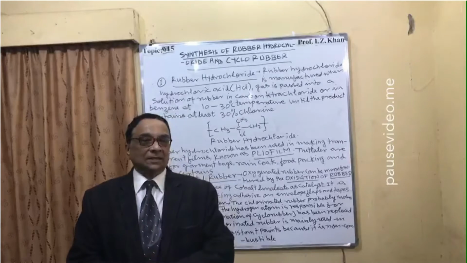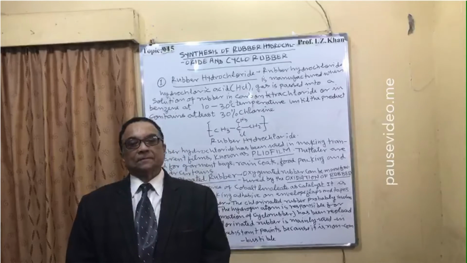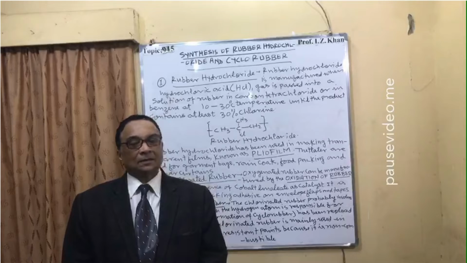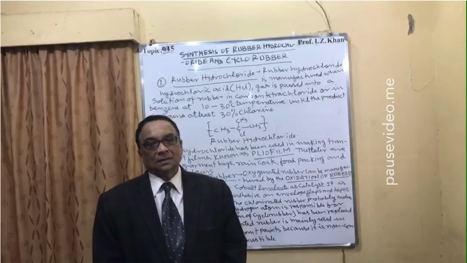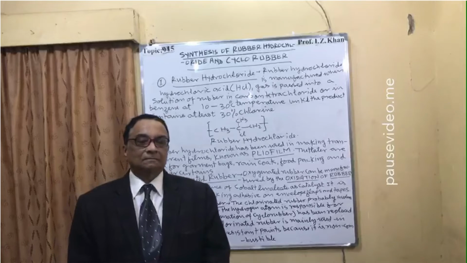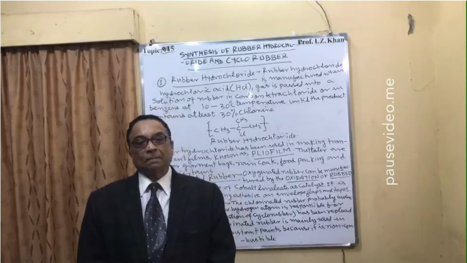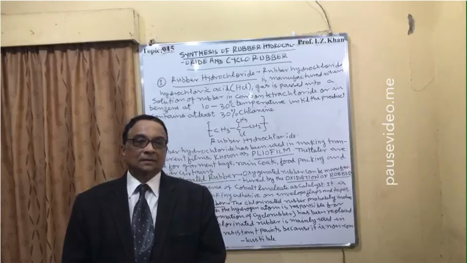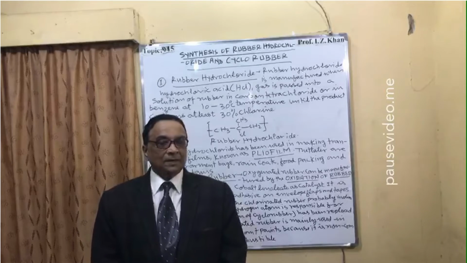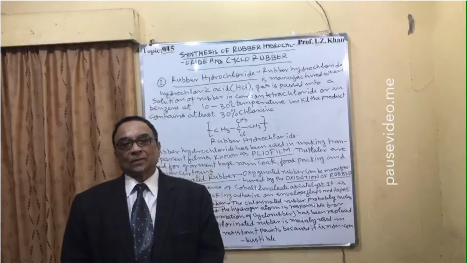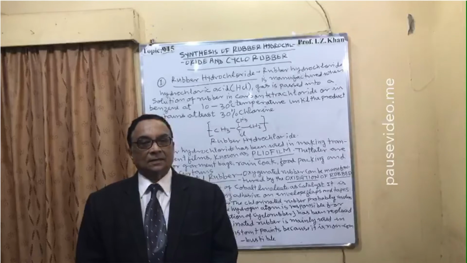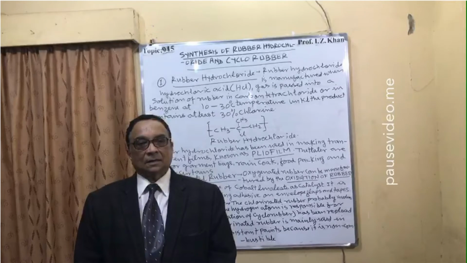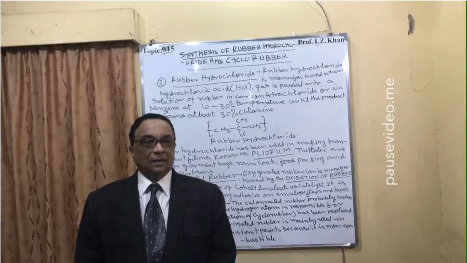So here I am discussing mainly three rubbers: rubber hydrochloride, oxygenated rubber, and chlorinated rubber, and their uses. The first is rubber hydrochloride.